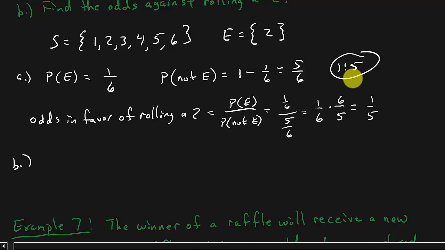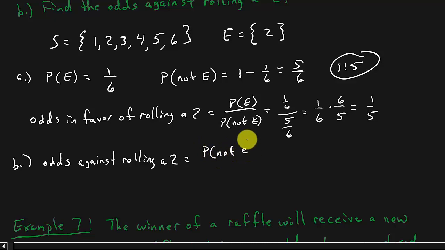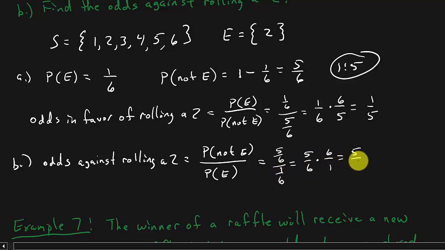Okay. And if you wanted to, odds against rolling a 2 is the probability of not E over the probability of E. And you can see all we're doing is flipping this. So it's just like we're taking the reciprocal of this, right? But if you wanted to work it all out, you could. That'd be 5/6 over 1/6, which is 5/6 times the reciprocal of this, 6/1, which is 5/1. So that would be 5 to 1.